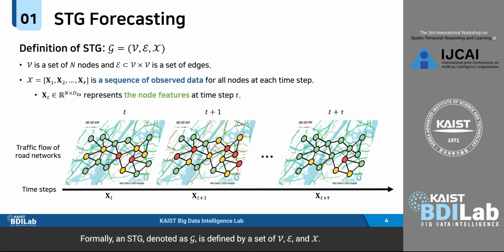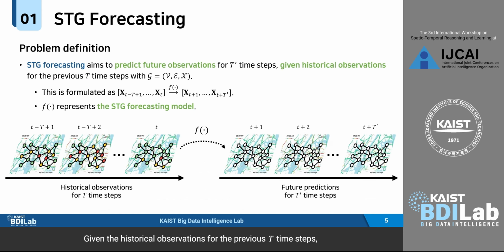Formally, an STG, denoted as script G, is defined by a set of script V, E, and X. Script V is a set of n nodes, and script E is a set of edges. Script X is a sequence of node features at each time step, which consists of n times d-dimensional matrices. Given the historical observations for the previous t time steps, the goal of STG forecasting is to accurately predict the observations of the future t prime time steps. This can be considered as a sequence-to-sequence task with the STG forecasting model F.